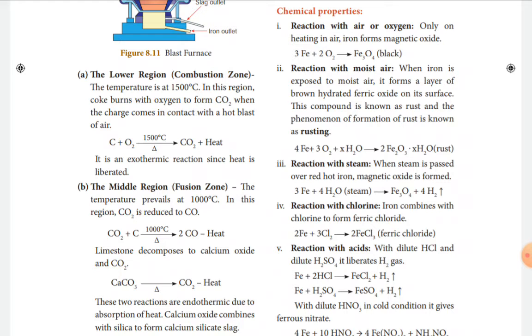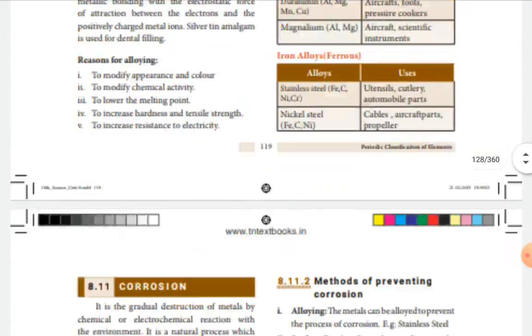So that is the question: give the equation. You have to write 4Fe plus 3O2 plus xH2O gives 2Fe2O3.xH2O. That is rust. The chemical name is hydrated ferric oxide. The phenomenon is called rusting. Then one more question here.